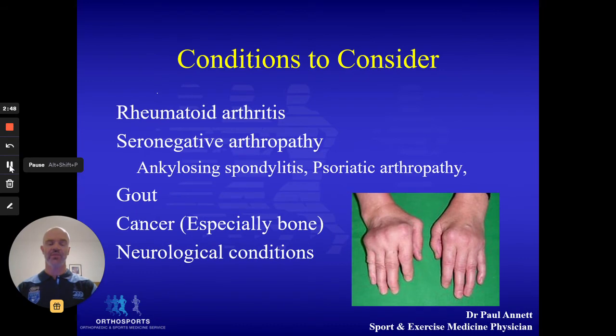What are the main conditions that we should consider, and I would like to consider in this presentation today? The main conditions to consider are inflammatory arthropathy, either in the form of rheumatoid arthritis or a seronegative arthropathy, including ankylosing spondylitis, psoriatic arthropathy, or enteric arthropathy. Other presentations could include crystal arthropathy, such as gout, potentially cancer, either primary or secondary, and also associated neurological conditions.